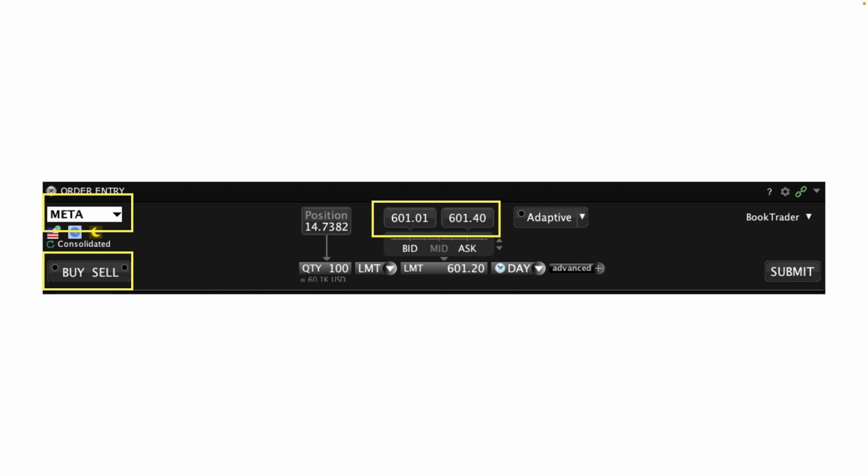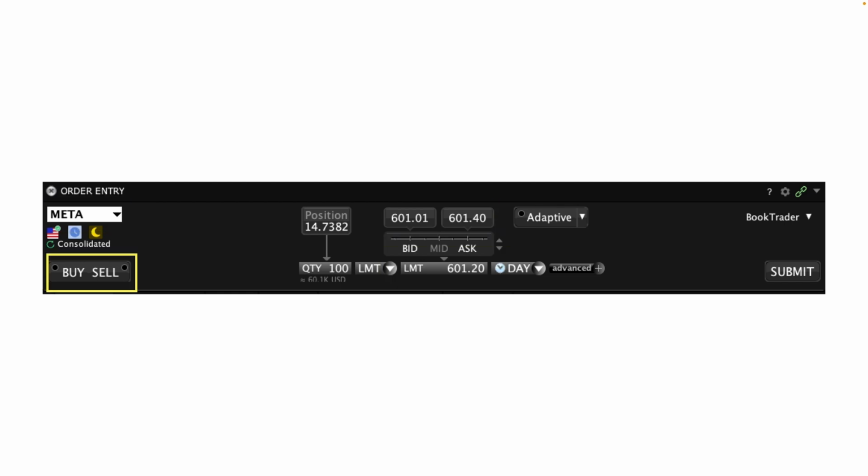Then we also need to specify whether we want to sell or buy the stock. Finally, only limit orders are available during after hours trading, so we cannot use a market order or other types. I think it's to protect the investor because there's not much liquidity. So usually we can try to put the midpoint of the two.